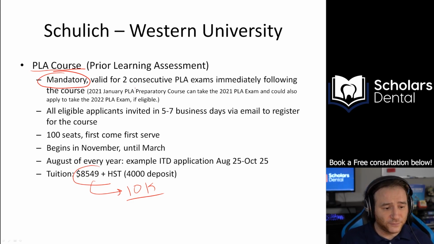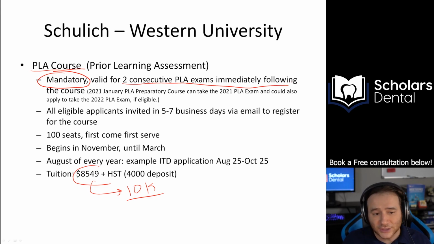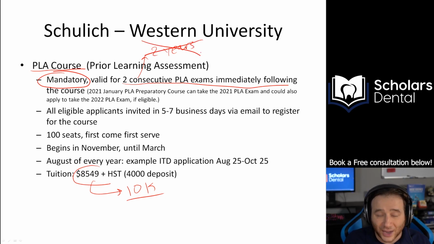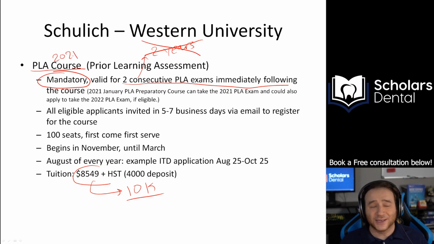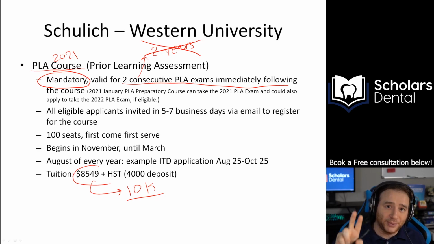Okay, it's valid for 2 consecutive PLA exams immediately following. This is important because it's not saying it's valid for 2 years. So if you take the PLA course in, let's say, 2021, it doesn't mean it's valid until 2023. If you want to calculate it, you might make a mistake. So know that it's only valid for 2 PLA exams after the course immediately.